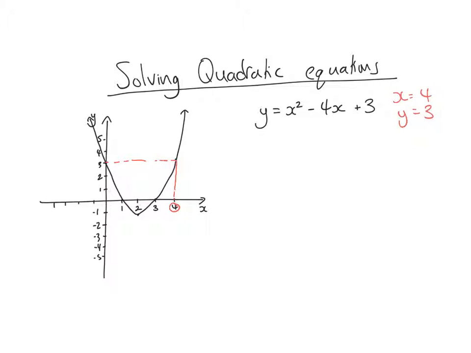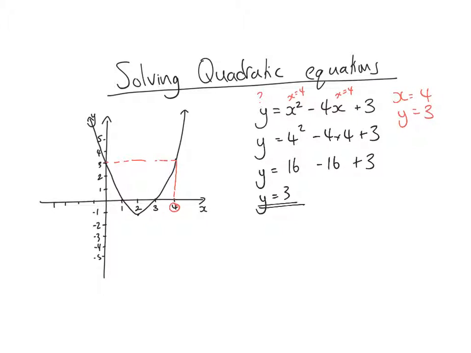We can solve this algebraically with substitution, just the same as with the linear equation. So we substitute our x equals 4, and we're trying to find out what our y is. So when x equals 4, y equals 3.